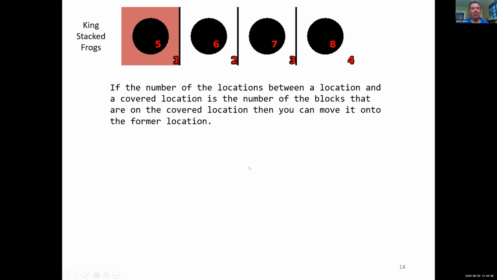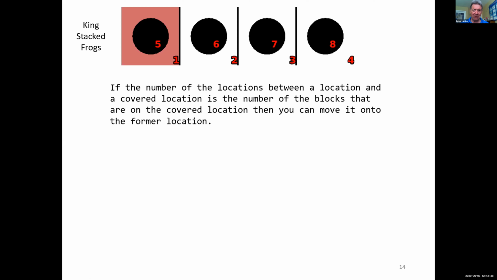And here's the rule. If the number of the locations between a location and a covered location is the number of the blocks that are on the covered location, then you may move it onto the former location. So there's one thing on this location, and this is 1 square away, so we can move that. Now there are 2 things here. This is 2 squares away, we can move that, and then finally we can move it. But that's a complicated sentence even for a human to understand.